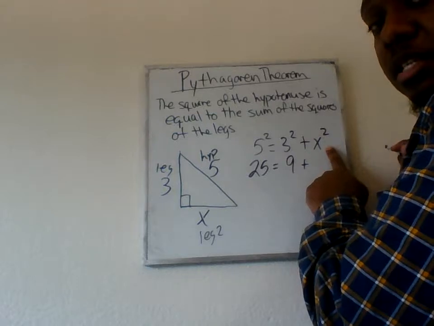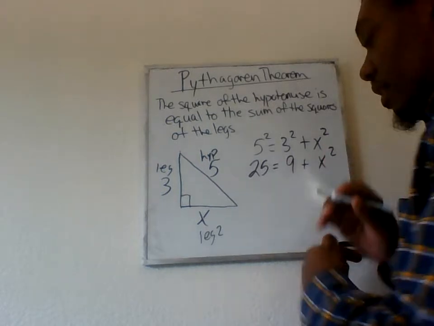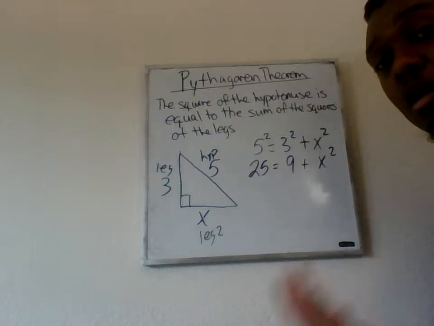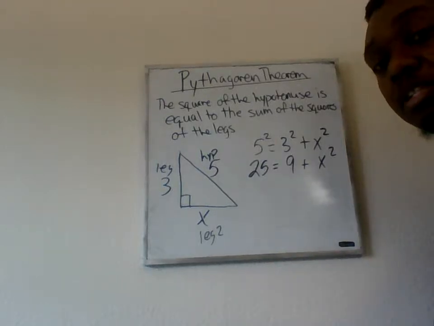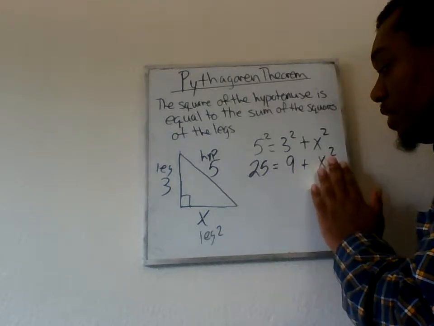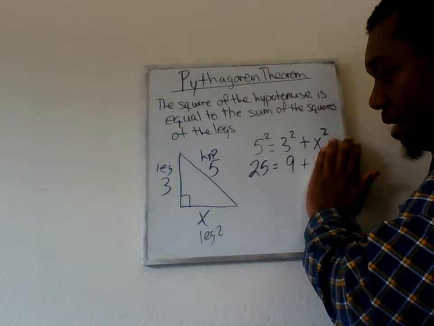And x squared is still just x squared. Good. Well, how do you solve for the unknown? How do we solve for x? Well, this is going back to algebra. So in order to solve for x squared, we first have to isolate it or get it by itself.